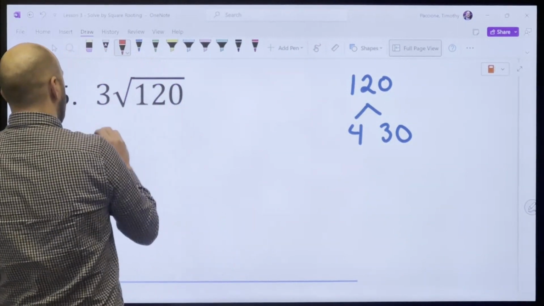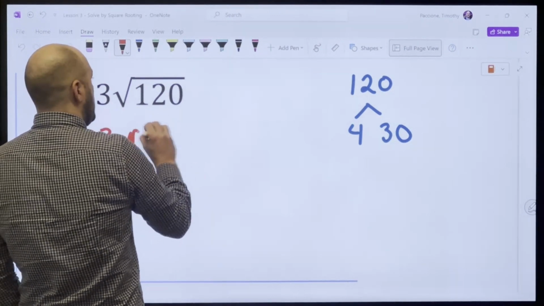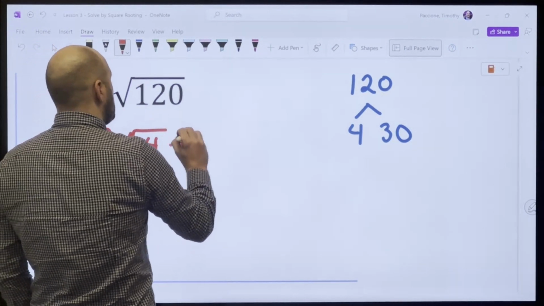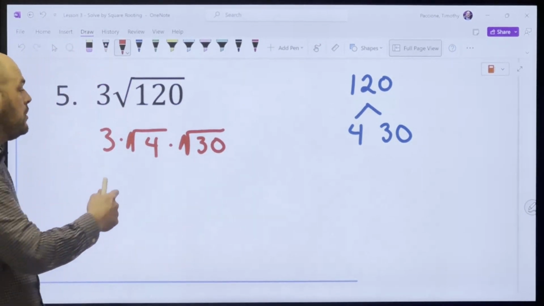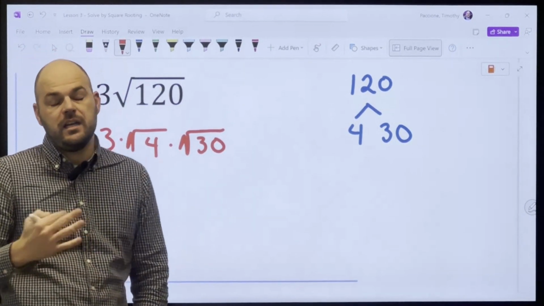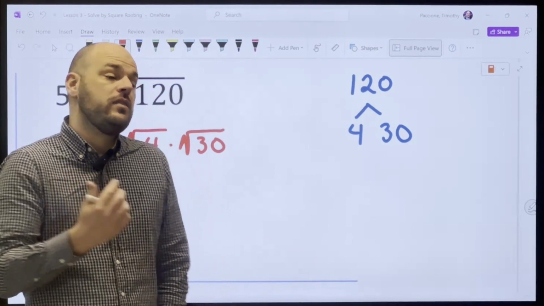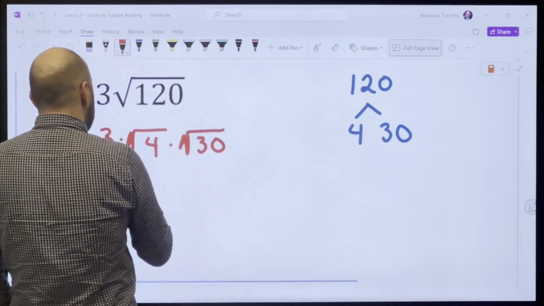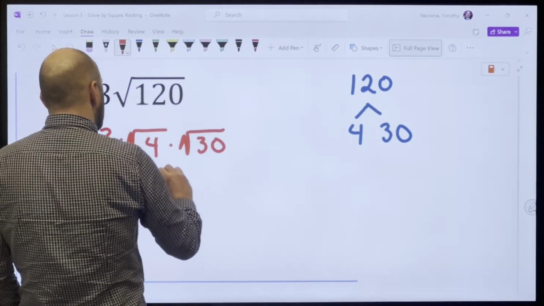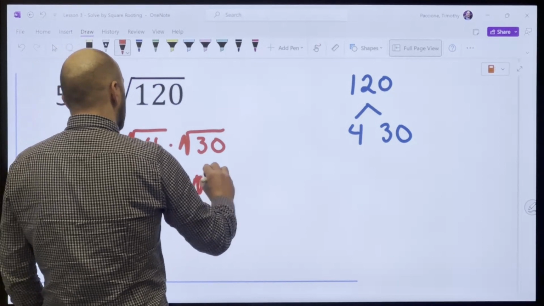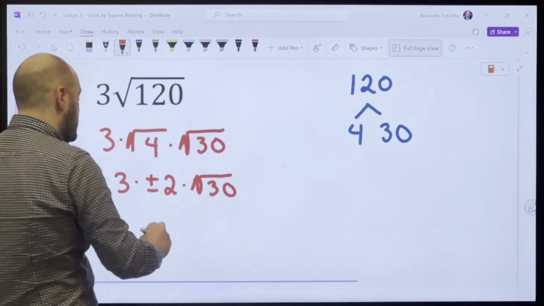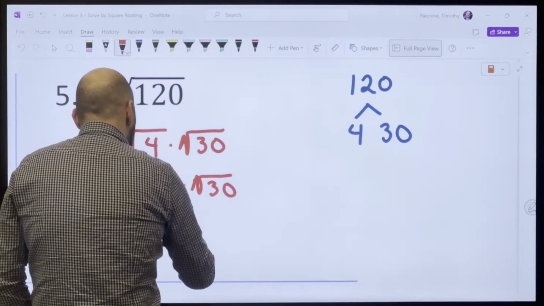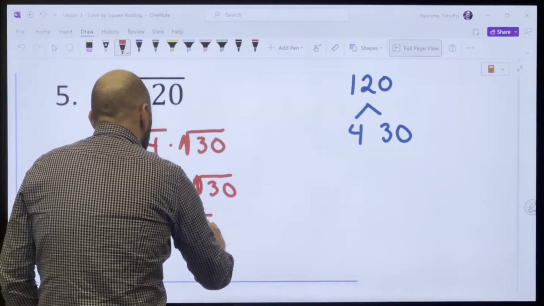So I rewrite 3 times the square root of 4 times the square root of 30. Now I know I can simplify the square root of 4. This becomes 3 times plus or minus 2 times the square root of 30. 3 times 2 is 6, so this is plus or minus 6 square root of 30.